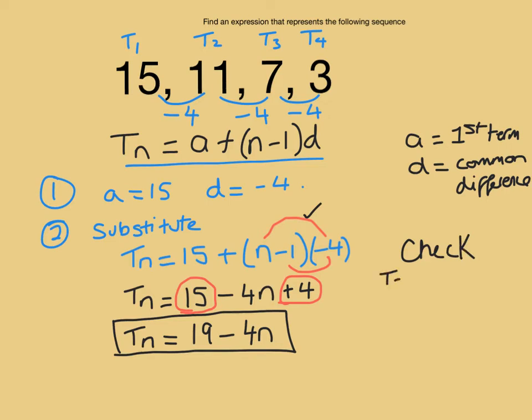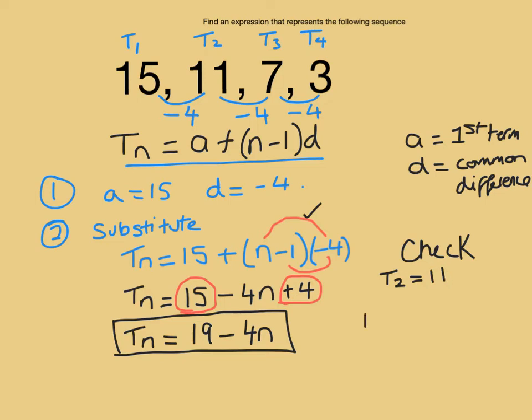So I know that T2 is equal to 11. Okay. And I can see that from my sequence here. T2 is equal to 11. What I'm going to do is fill in the number 2 in all of this here. And if this is the right expression, then I should get the answer of 11. Okay, let's have a go.